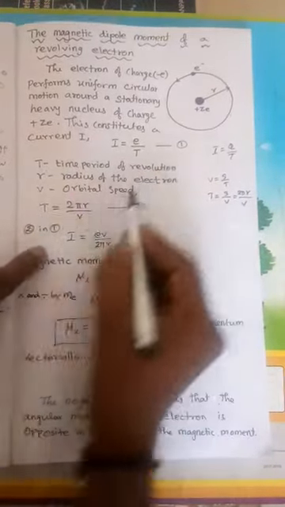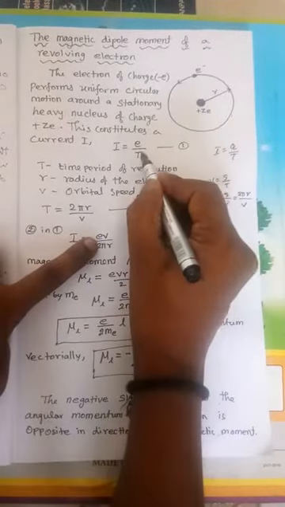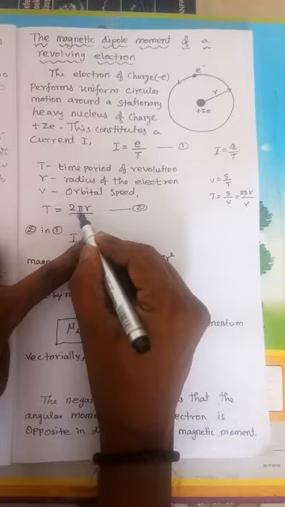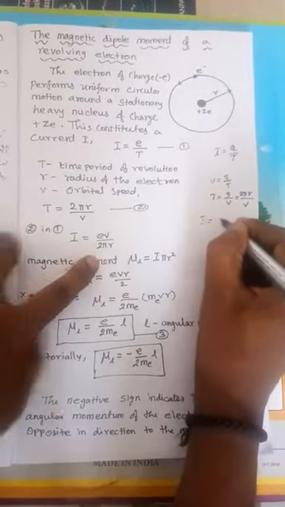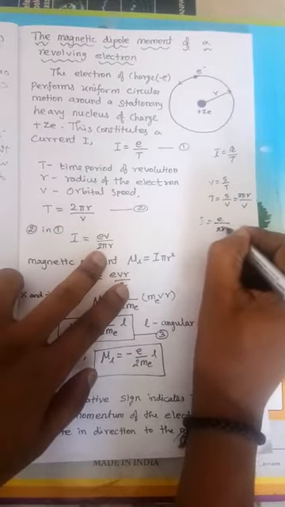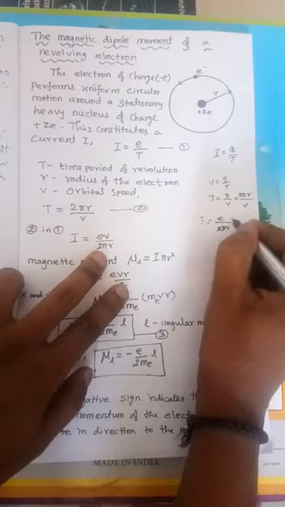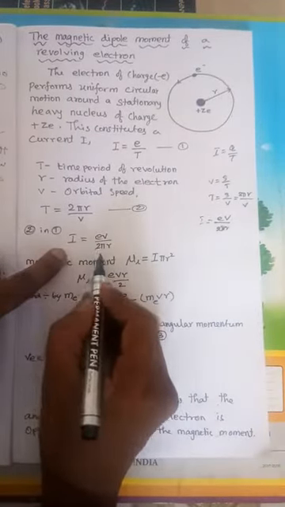See equations 1 and 2. Substitute 2 in 1. So I is equal to e, and the T value is already 2 pi r by V. Substituting, I is equal to e by 2 pi r by V. That V will come to the numerator. So I is equal to eV by 2 pi r.